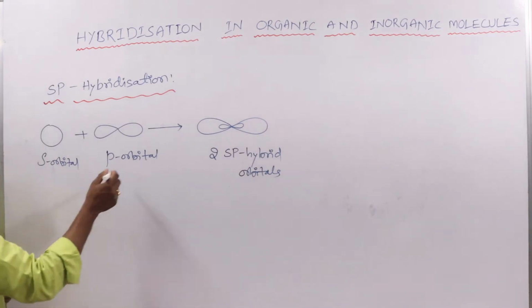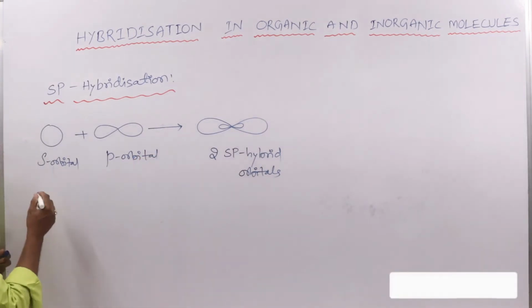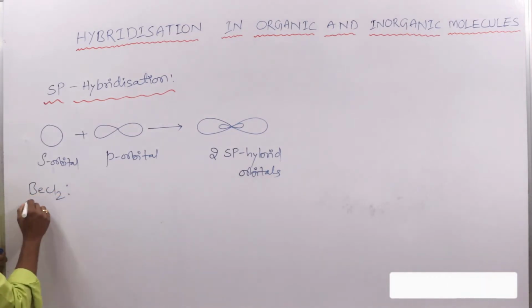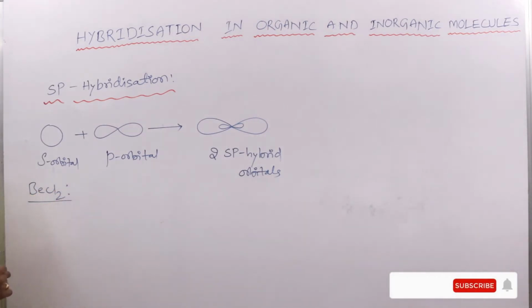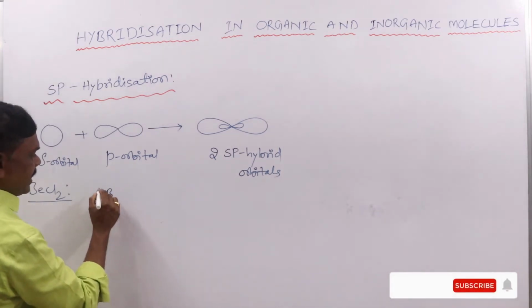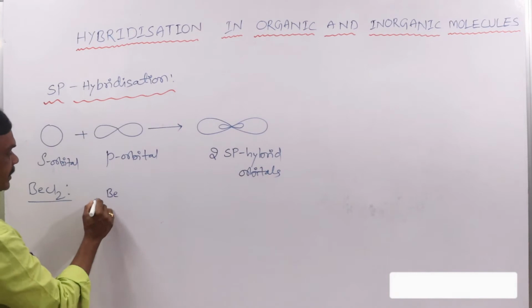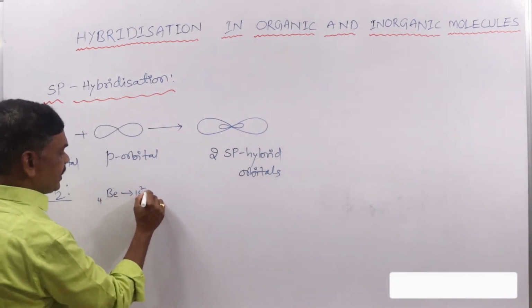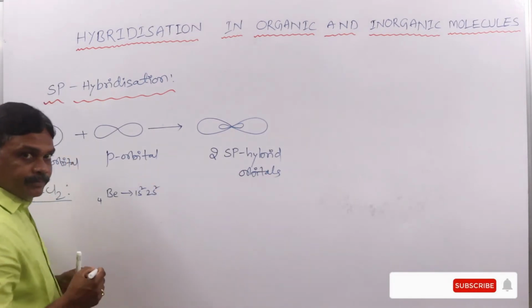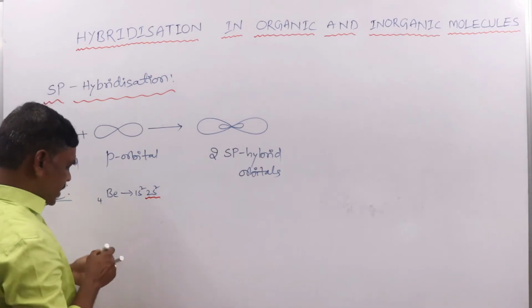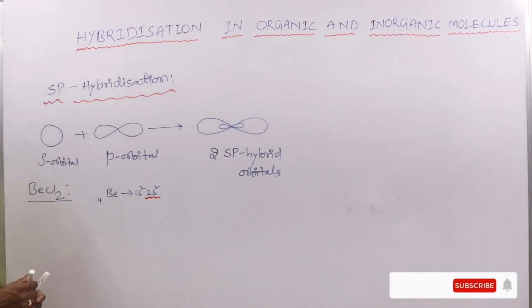The first example I am taking is an inorganic example: beryllium chloride, BeCl2. In beryllium chloride, the central atom is beryllium. Its atomic number is 4, and its electronic configuration is 1s2, 2s2.